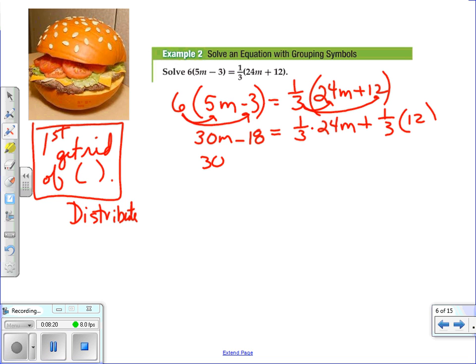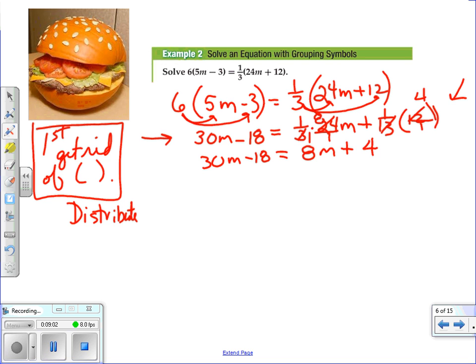So when you have fractions, you might be more comfortable writing out the distribution. On the left side, we did that in our head. But on this right side, let's break that down into the distributive property. So 30m minus 18, we aren't going to do anything. Now 1/3 times 24 is the same as 1/3 times 24 over 1. Cross reduce 1 and 8. So that is 8m plus 1/3 times 12 over 1. Cross reduce 1 and 4, plus 4.